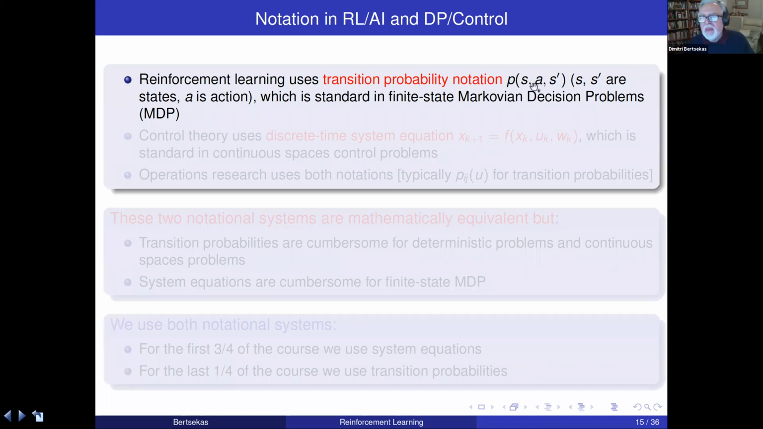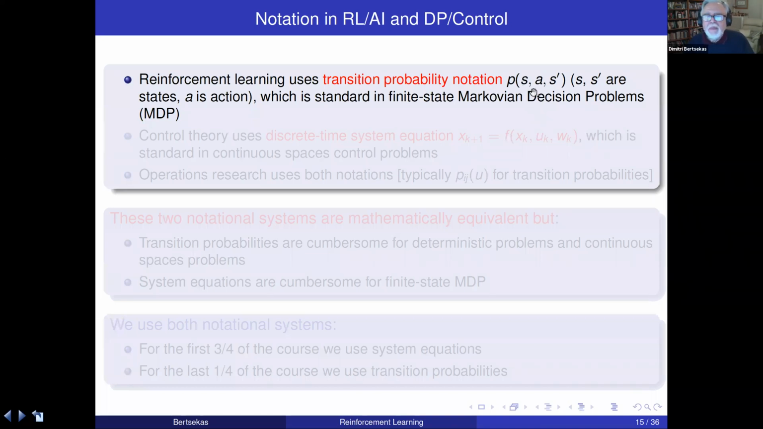And this thing here, P of S, A, S prime, is the probability of being at state S, and going to state S prime when you apply action A. Actions are denoted by A in reinforcement learning. In control, they are denoted by U. And states are denoted by X in decision control as opposed to S.